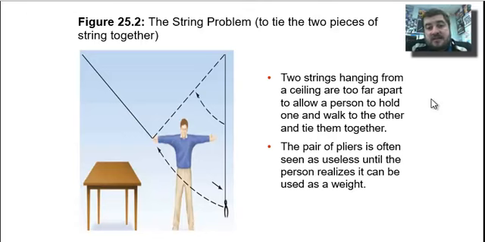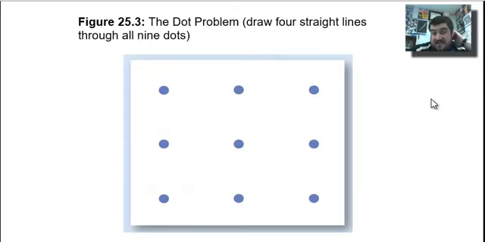The only other object in the room is a pair of scissors, which we see as being able to, this says pliers. I always say scissors. The pliers are just useful for squeezing things together. The scissors are just useful for cutting things, unless you use it as a weight at the bottom of a pendulum and then swing the string to yourself and you're able to tie them together. So that's an example of functional fixedness. The dot problem, to draw 4 straight lines through all 9 dots, you don't realize that you can actually draw outside the box and make longer lines than just the 3 dots that you see in the middle.